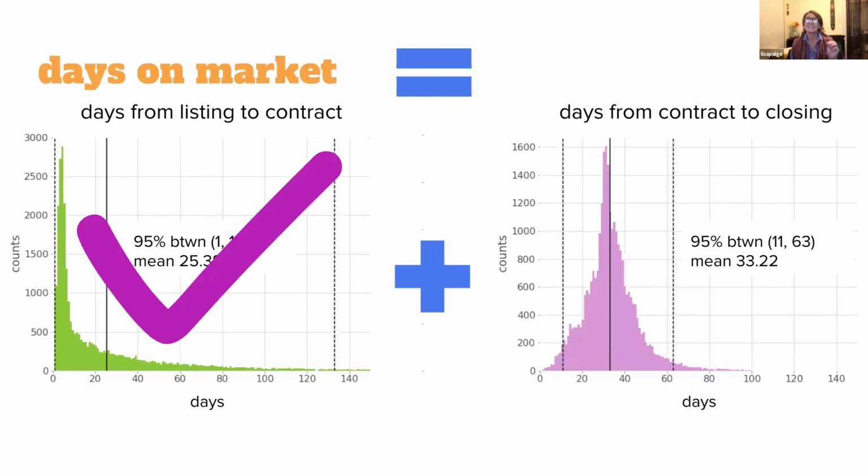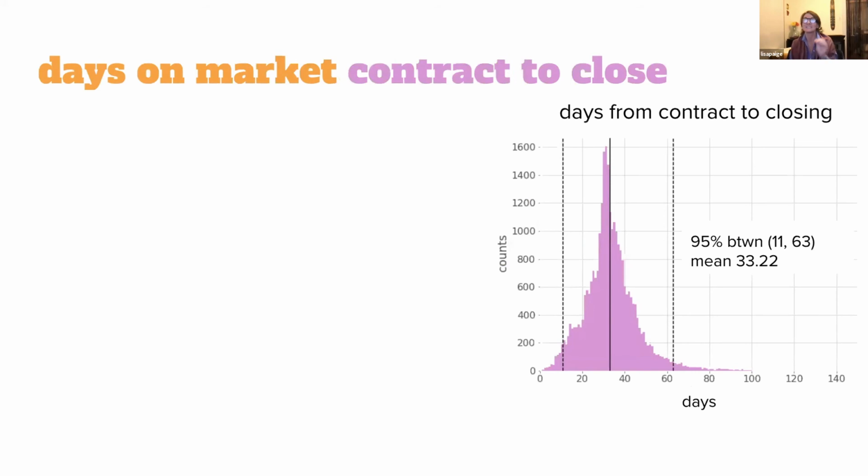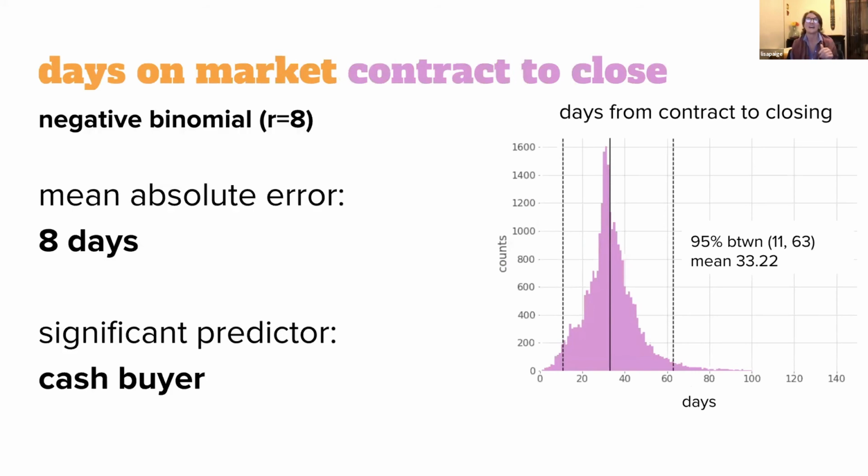Okay, now we get to do the contract to closing piece. It looks much better behaved, and in fact, our average error is only 8 days, and it pulled out cash buyer as a significant predictor.